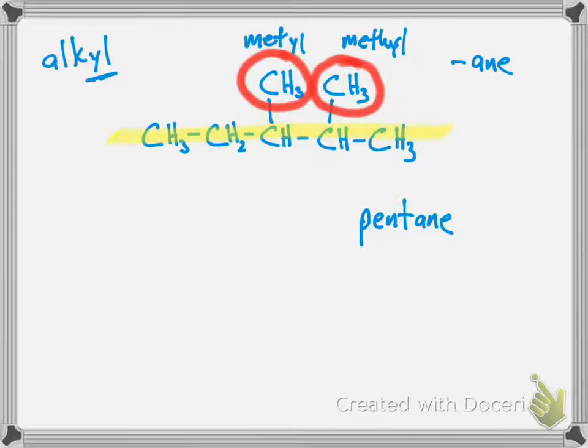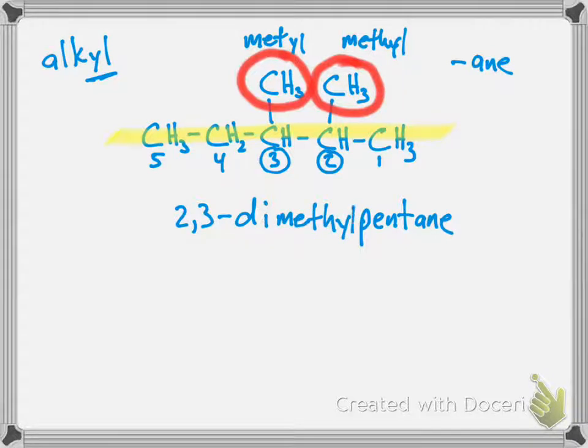Now we want to tell everybody where the location of those methyl groups are. We want to number our carbon chain so that the methyl groups get the lowest numbers possible: 1, 2, 3, 4, and 5. My methyl groups are located on the 2nd carbon and the 3rd carbon, so I'll indicate that: 2, 3, and then I put a hyphen, and there are 2 methyls, so I'm going to call it a dimethyl. 2,3-dimethylpentane. We can see that there are no spaces here. I use commas to separate the numbers and hyphens to separate the numbers from the letters.